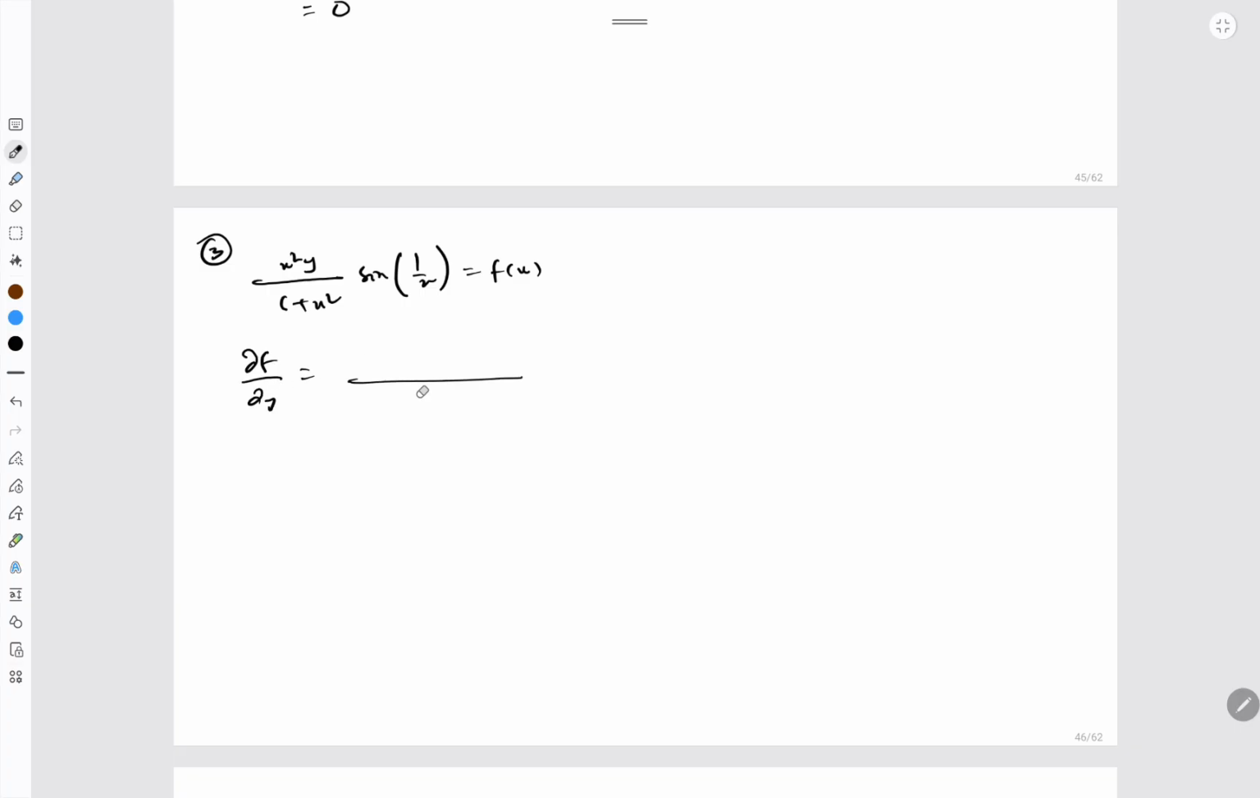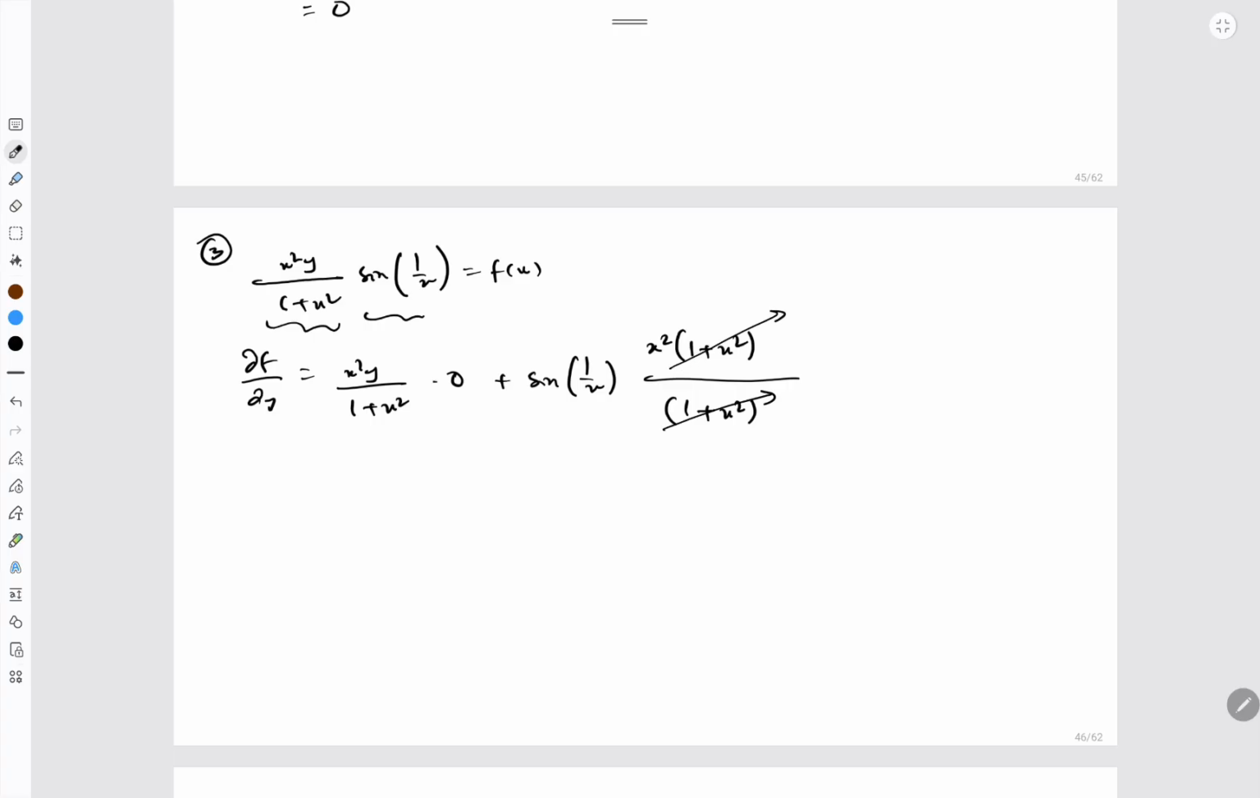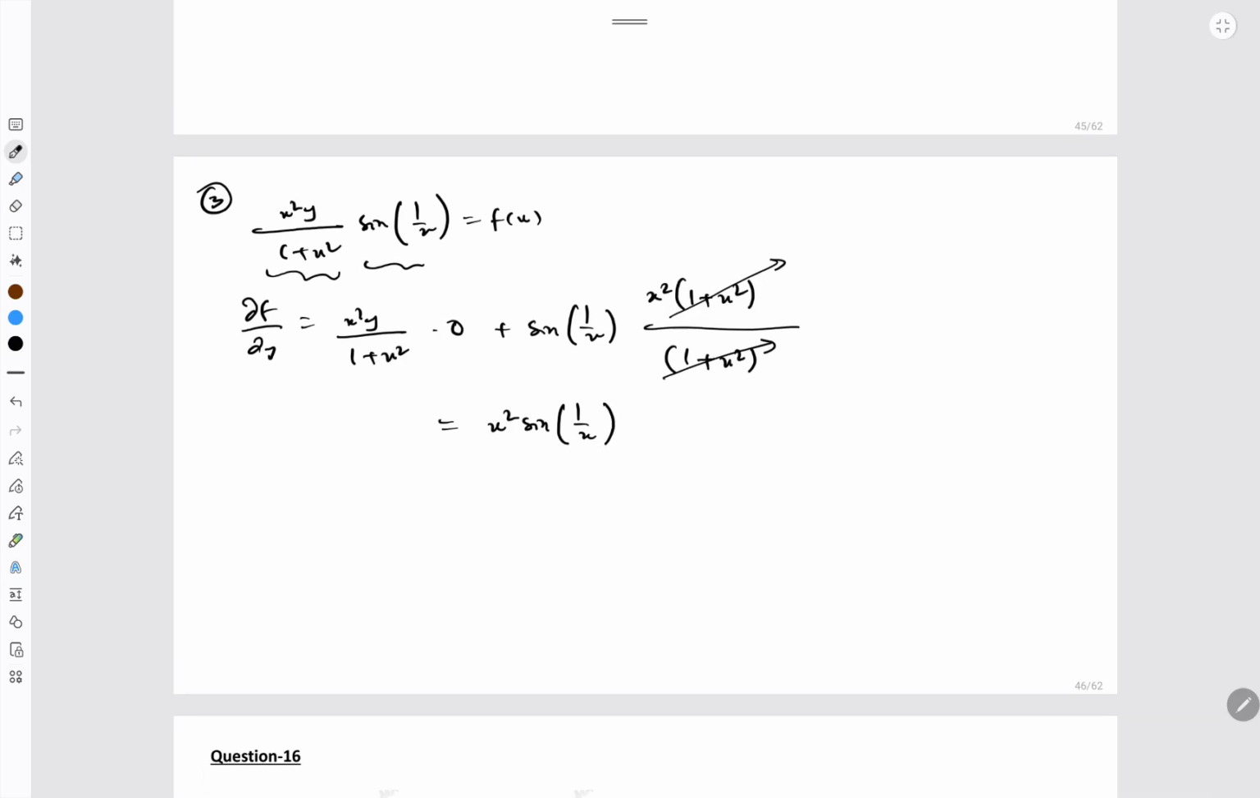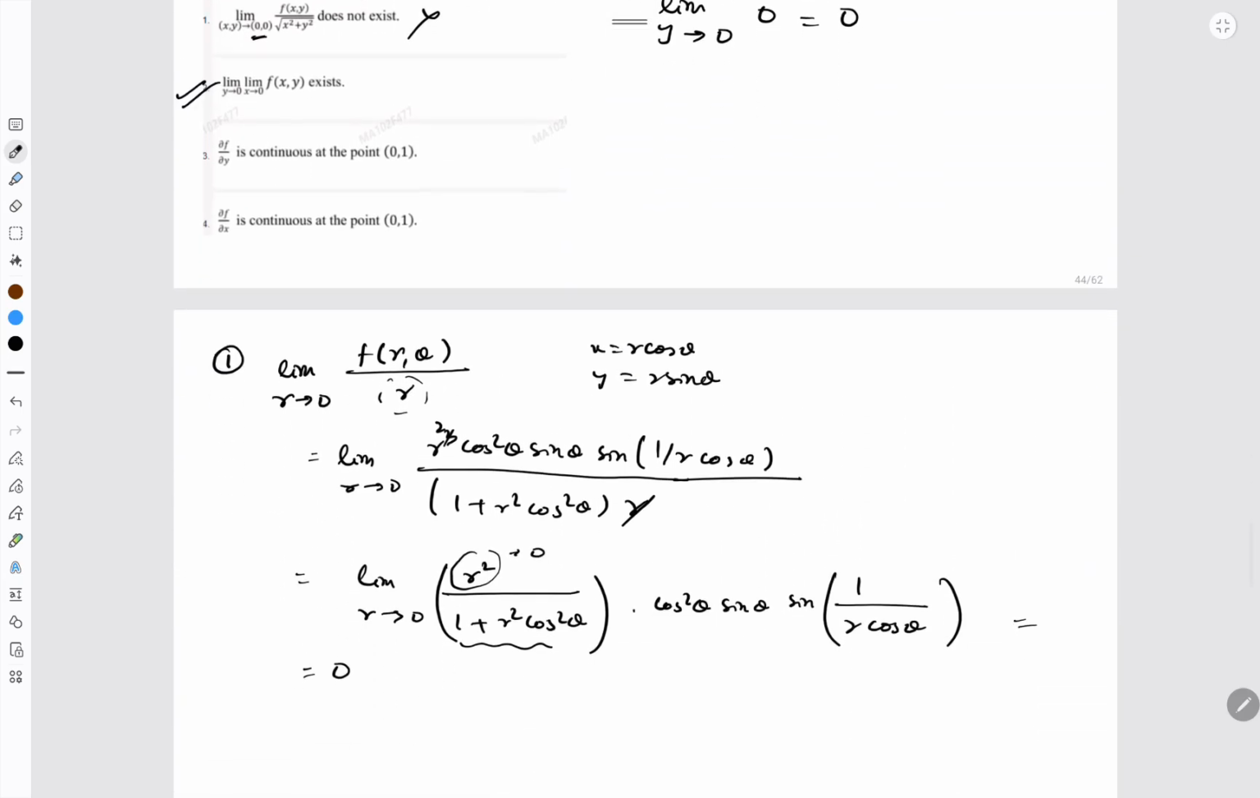So first of all, this term into derivative of second term. So it is basically x square y by 1 plus x square into derivative of sine 1 by x, which is 0, because it is independent of y, plus sine 1 by x into derivative of this term. So 1 plus x square into upper term's derivative with respect to y, multiplied by denominator, minus denominator's derivative with respect to y, which is 0 basically. So if I cancel this out, it becomes x square sine 1 by x. So is df by dy continuous at 0 comma 1?